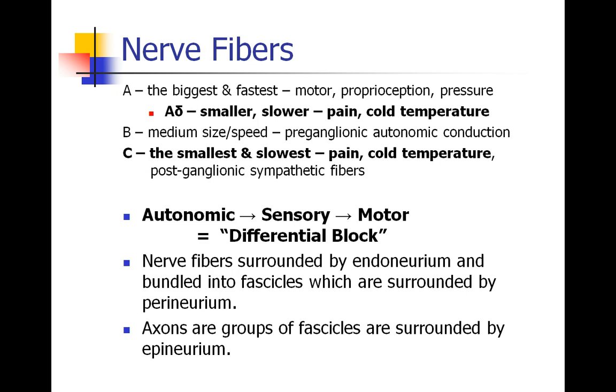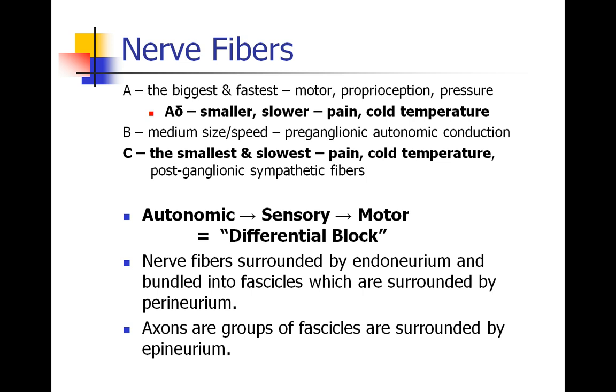Let's talk for just a moment about the physiology of nerve fibers. This is a little bit of a complicated subject, but we're just going to review the basics because I think this is something that can appear on board exams from time to time. To summarize, there are three kinds of nerve fibers, and we call them A, B, and C fibers. The A fibers tend to be big, meaning thick and fast, and they typically are responsible for transmitting motor and proprioception and pressure signals. We'll come back to the A delta, which is the exception.